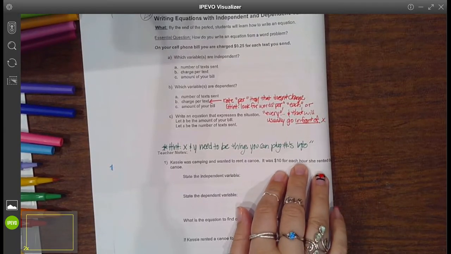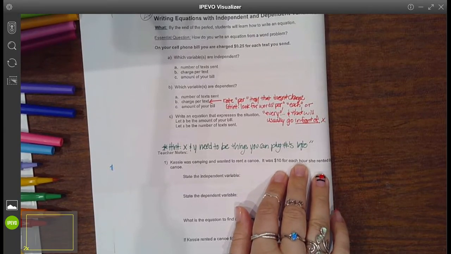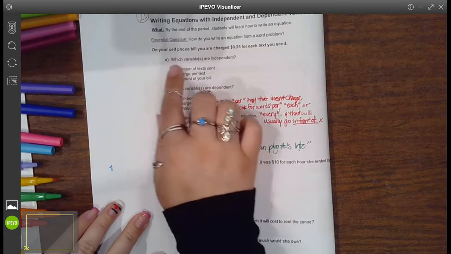Hello, my little mathematicians. Today, we're going to focus on writing an equation from a word problem. And I'm going to teach you a hack that I wish my teacher would have taught me. Okay, it's going to make it so much easier. So, first of all, let's focus on this word problem right here.